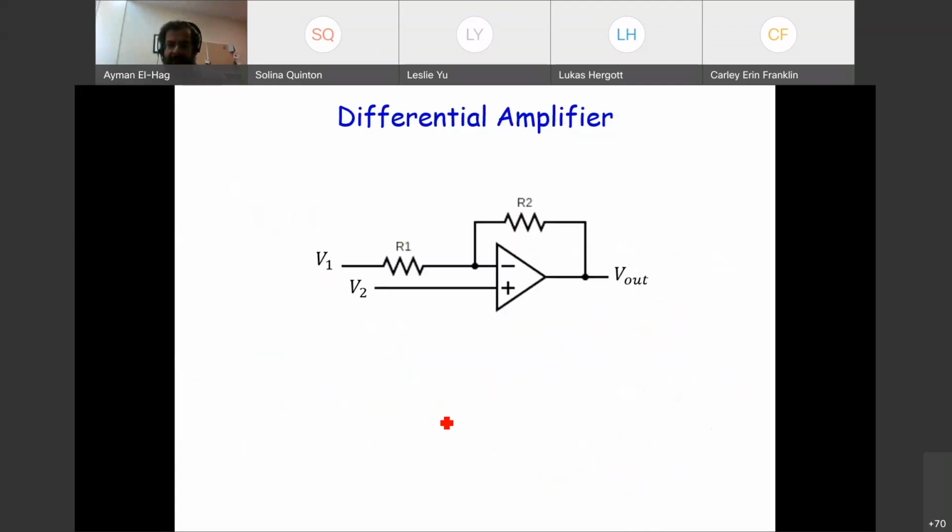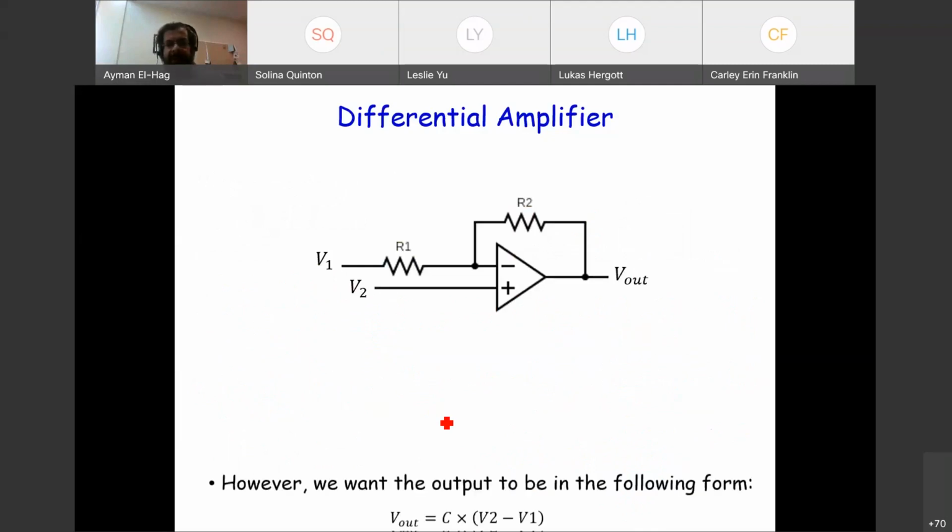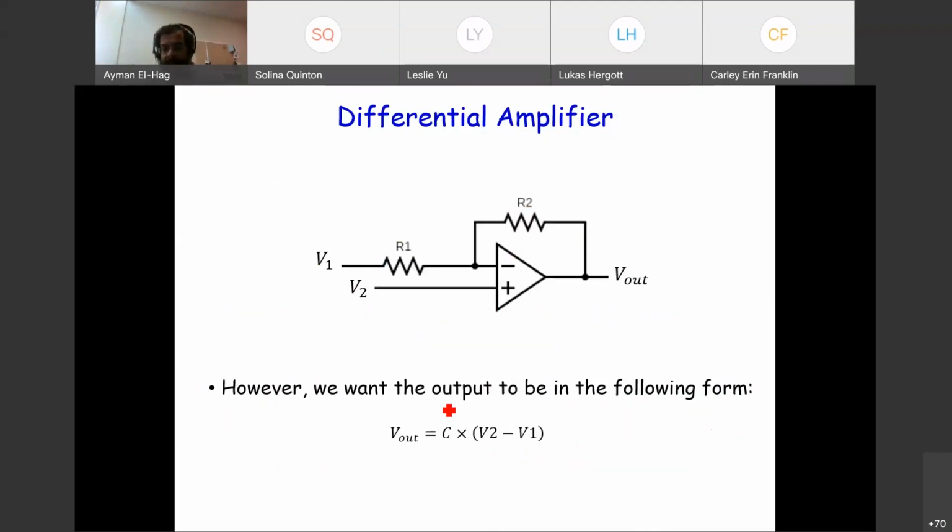So let's see how we can do this. So this is my circuit. We want the output to be like this: the gain, which in this case will be R2 over R1, the same gain we have for the inverting amplifier, times the difference between V2 minus V1, the two inputs. So when we subtract them, we will get rid of the common noise between the two inputs.